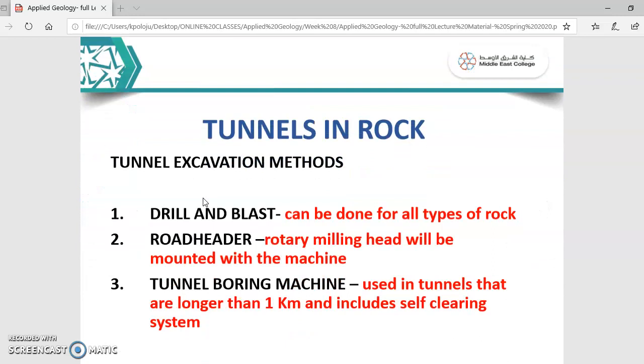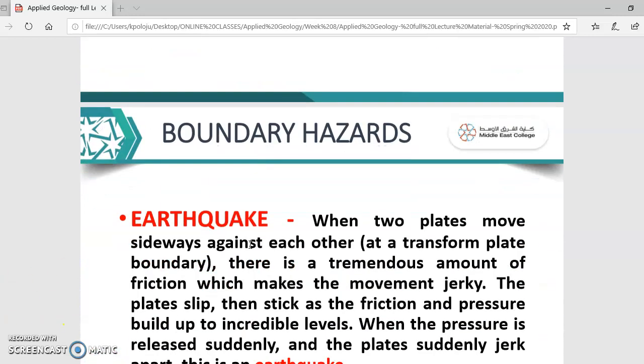Next, the topic is tunnels in rock. Tunnel excavation methods: drill and blast can be done for all types of rocks. Roadheader, tunnel boring machine. The tunnel boring machine is used in tunnels that are longer than 1 kilometer and includes a self-clearing system. So these are the different methods of tunnel excavation.